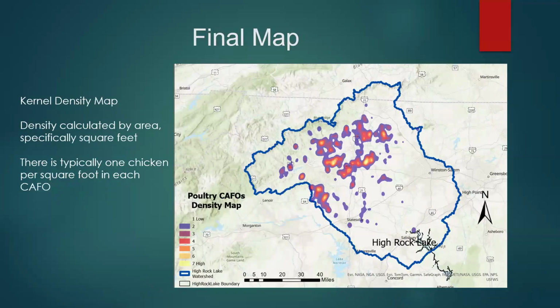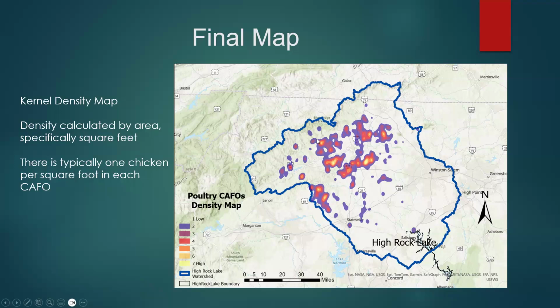So, to work around the privacy concerns, I created a kernel density map of the visually confirmed poultry CAFOs. Now, the density was calculated by area, specifically square feet. If you remember that image I showed towards the beginning of how crowded those chickens are in the CAFO, there's typically one chicken per square foot in each CAFO. Not great for the chickens, but it was great for me for the study because I could just use an easy 1-to-1 ratio when I was doing my calculations.